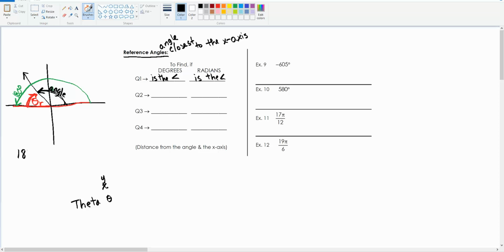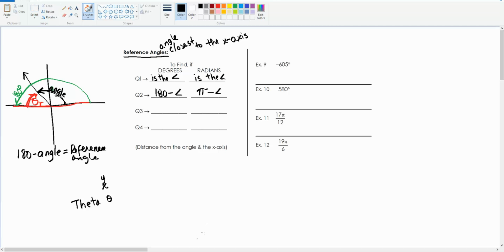So that would be 180 minus the angle will give you your reference angle. Right? So 180 minus the angle, the angle being this one. So make sure you sketch this drawing. That way you know what this means. And in radians, well, what's 180 in radians is pi. So it'd be pi minus the angle. That will give you the reference angle, this one right here.